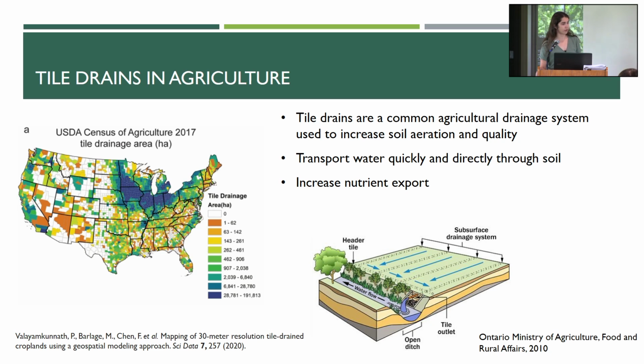They transport water really quickly and directly through soil. It cuts through natural flow pathways and makes it more efficient, and also prevents flooding. But while doing this, they increase nutrient export, and especially nitrogen and phosphorus.